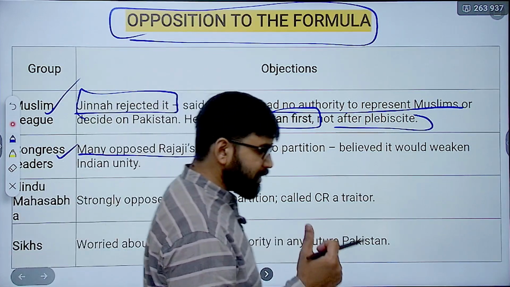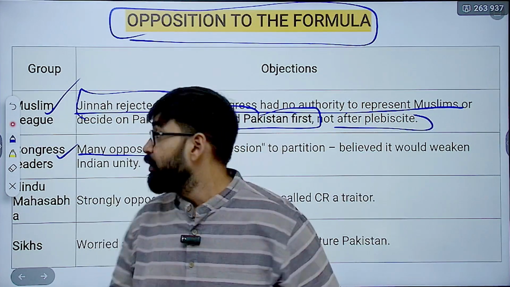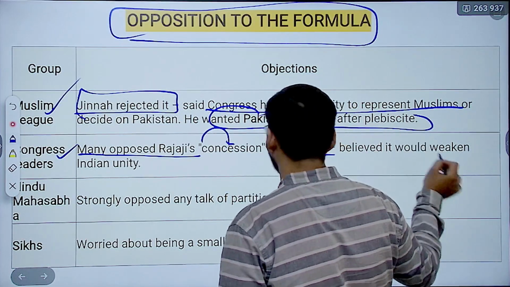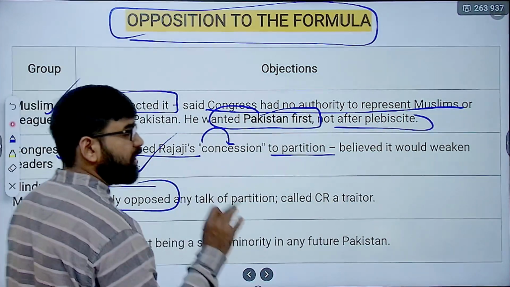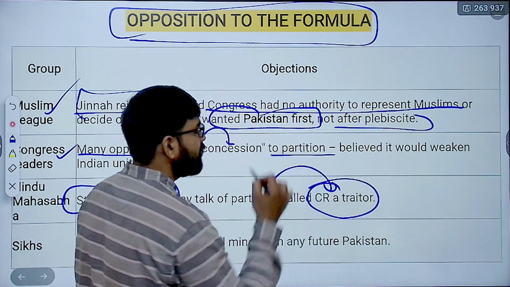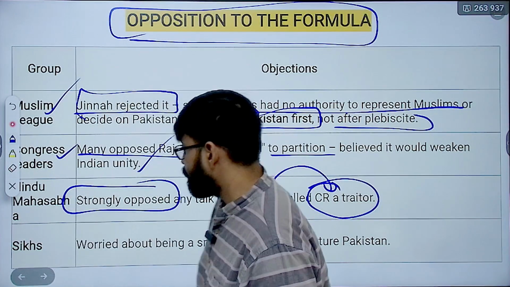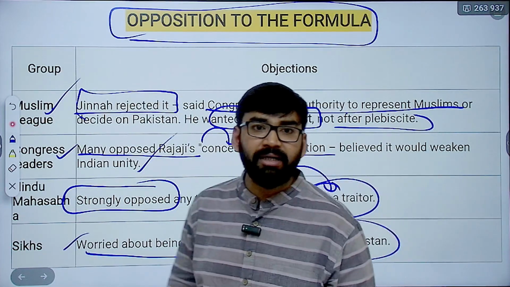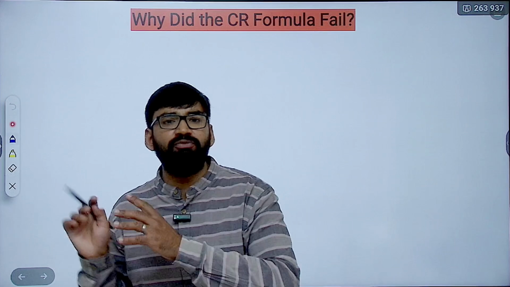उन्होंने ये स्टेटमेंट भी दिया था जब मीडिया ने उनसे पूछा, तो उन्होंने कहा कि गांधी जी अपने समधी की ज्यादा सुन रहे हैं, है ना. So Congress leaders, many opposed Rajaji's concession to partition, and they believed it would weaken Indian unity. Then Hindu Mahasabha strongly opposed any talk of partition, and Hindu Mahasabha called CR, or you can say Rajagopalachari, a traitor. Then Sikhs worried about being a small minority in any future Pakistan. These were the oppositions. Now, why did the CR formula fail?